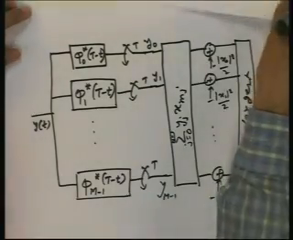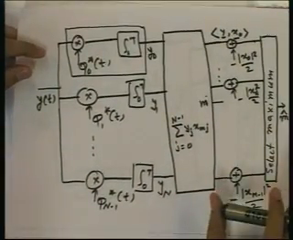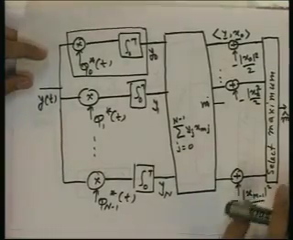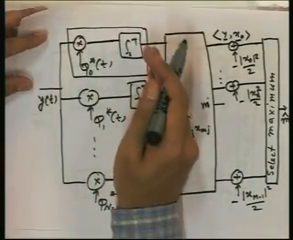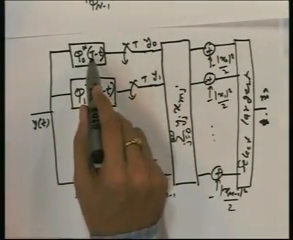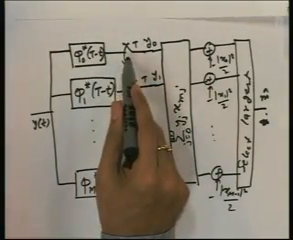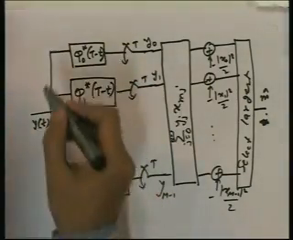So, we have seen two kinds of receivers. They actually do the same thing, and their performance will be exactly the same, but one uses a multiplier and integrator to find the correlation, the other uses a matched filter and sampler to perform the same operation. So, this is called the matched filter receiver.